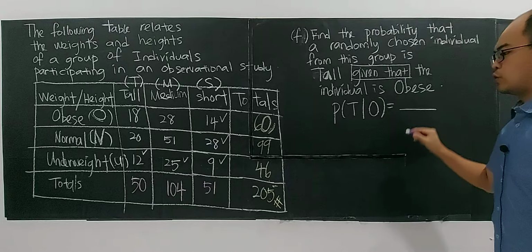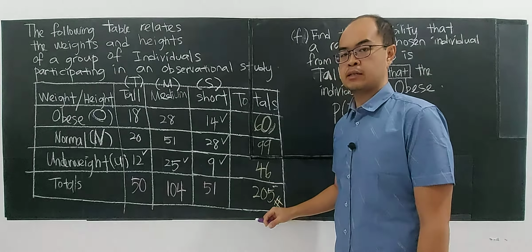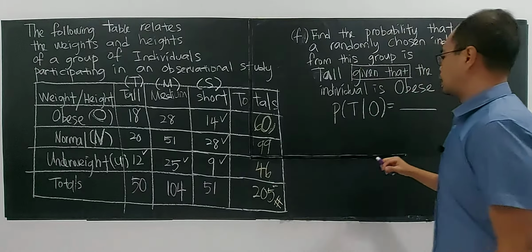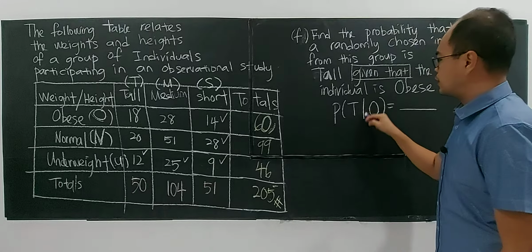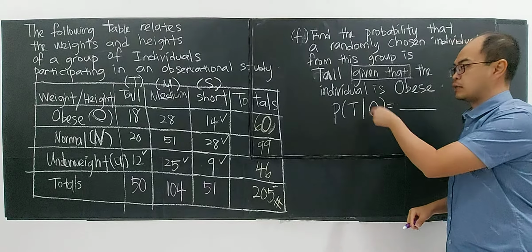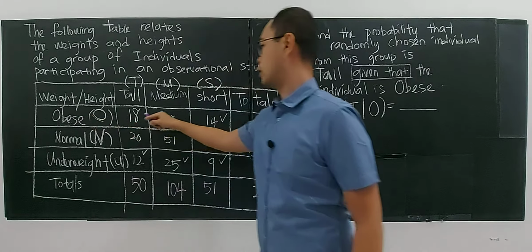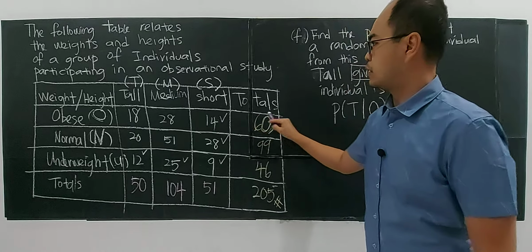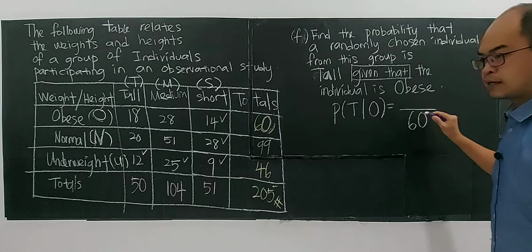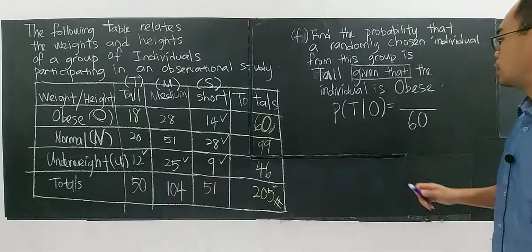Now, we no longer divide by 205. This is the most important thing that you must know when you have a contingency table, so you must know how to read it. Because we already tell you that the person is an obese individual, from this row here, the total number of obese individuals is 60. So we will divide by 60 rather than by 205 when calculating conditional probability. Because why?